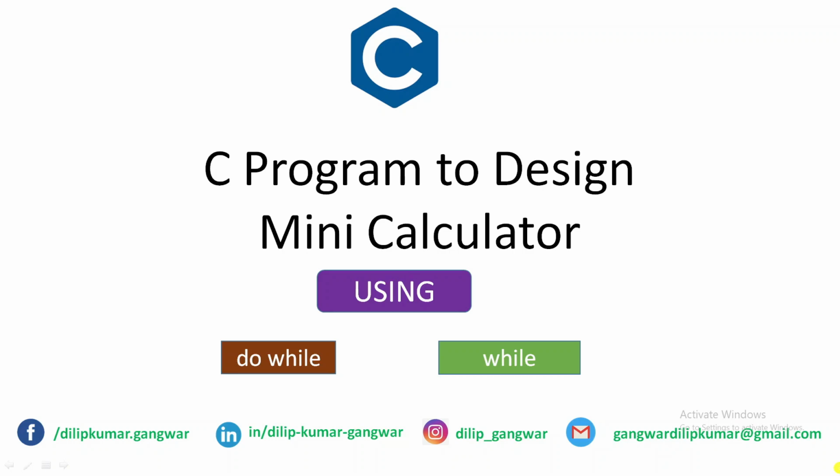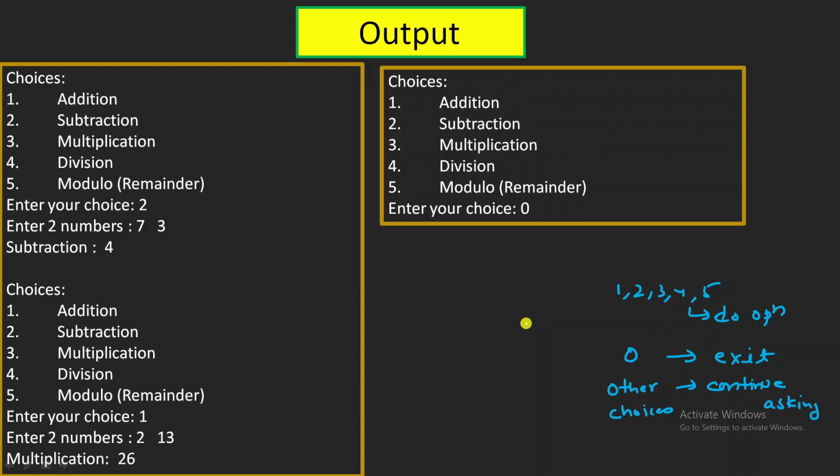Okay, so let's start. Now let's understand from the user perspective what type of calculator we want to design. So let's say your friend comes to you and he wants a calculator. He says, okay, give me a C program in such a way that when I run your program it should ask me some things. For example, he should be given some choices.